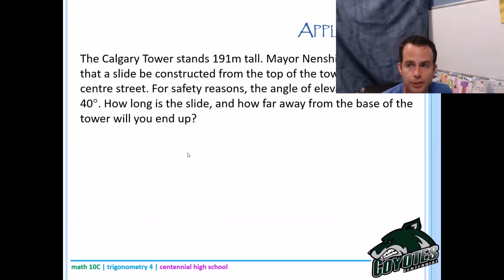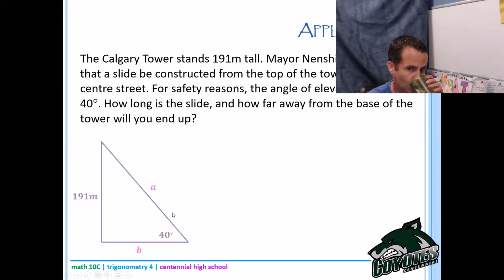So there are 2 questions here. We're going to treat each one separately, but it'll be the same diagram that we deal with for each question. So go ahead and draw your diagram. You have something that looks like this. The first question, which I've labeled with the A, is how long is the slide? So this will be my A. And then how far away from the tower do you end up? This will be my B down there.